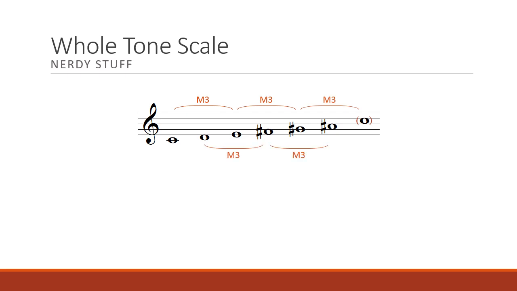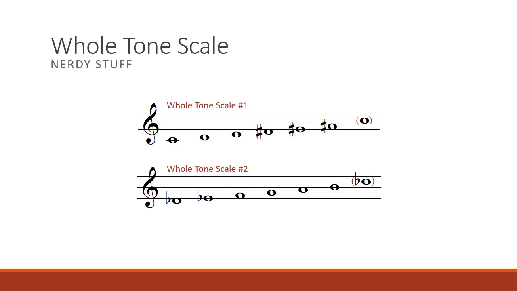Every third is a major third, and that's because to make a minor third, you need a whole step plus a half step, and we don't have any half steps in this scale. So as a result, the only triads in the scale are augmented triads. In this case, we have C, E, G sharp, and then the other notes are D, F sharp, and A sharp.